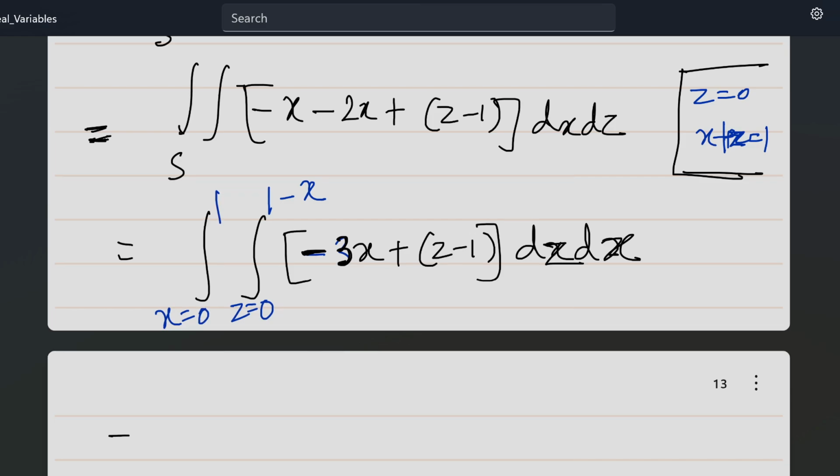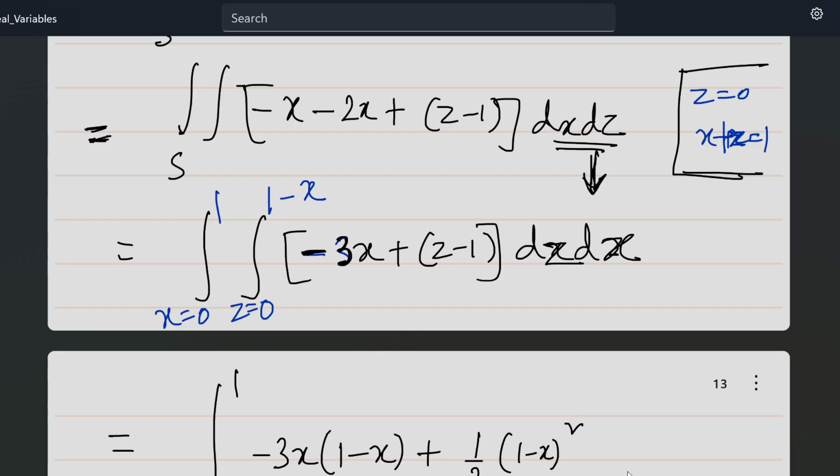So what is this integral value? I am writing dx dz as dz dx. This I can do because there is no issue in changing. So I will get at last the integral x equal to 0 to 1. I am first integrating with respect to z. So what is the answer? 3x into 1 minus x plus half into 1 minus x whole square minus 1 minus x. Okay? All of you? I did it directly.